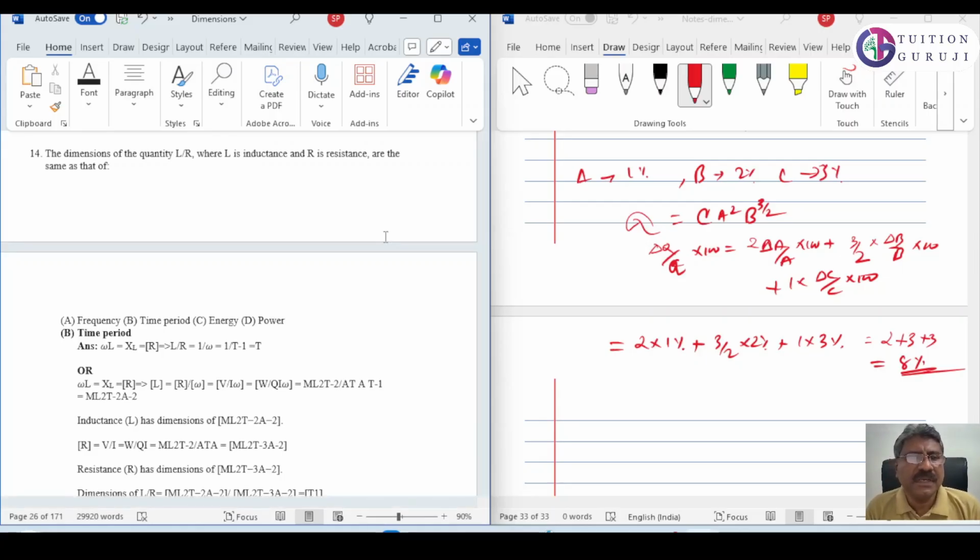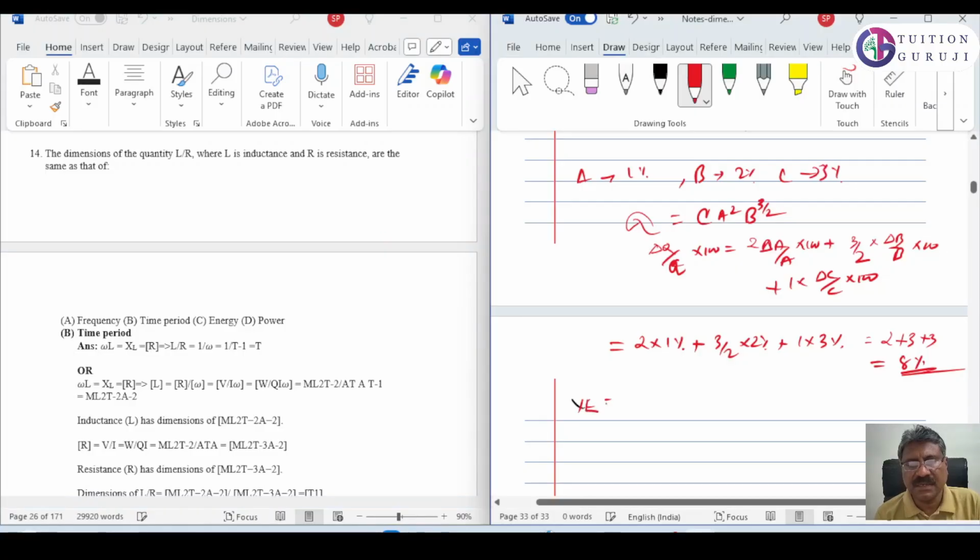The dimensions of the quantity L by R, where L is the inductance and R is resistance, are the same as that of frequency, time period, energy, and power. So we know that inductive resistance XL is equal to omega L. That means it is dimensionally equal to resistance, inductive resistance. This is resistance only.